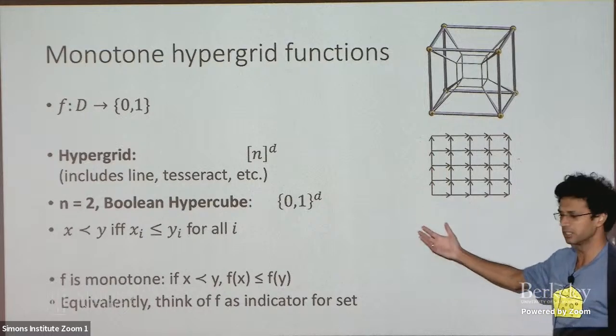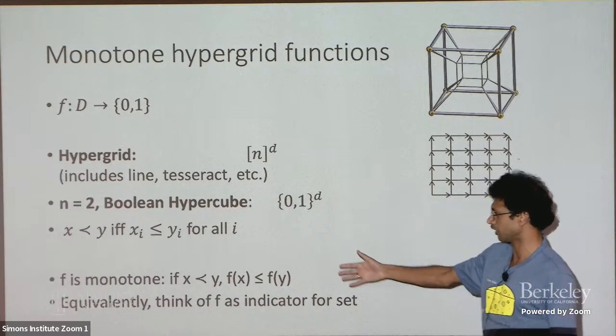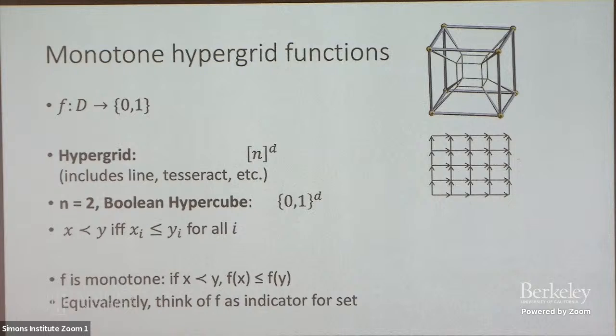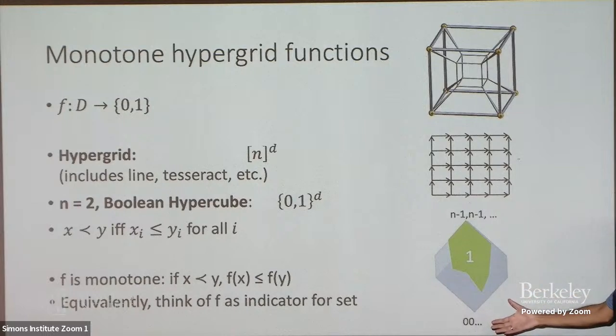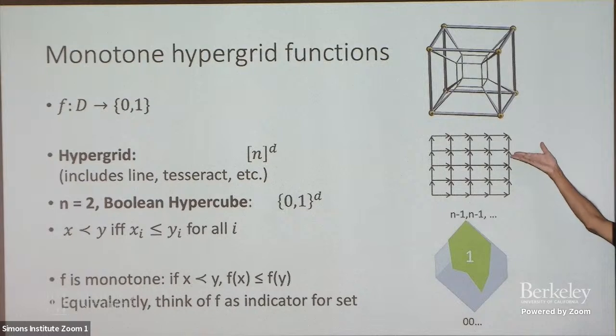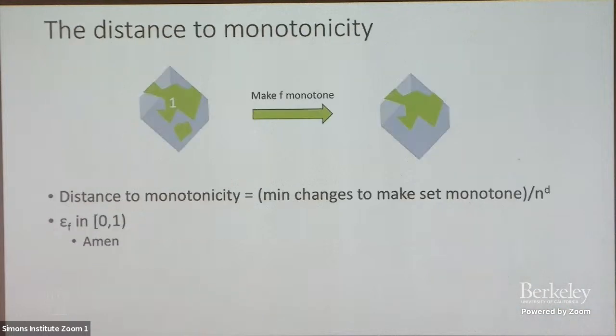But since we're studying Boolean functions, we can equivalently think of this function as the indicator of some subset of the hypergrid. And so this is my cartoon picture for a hypergrid. I always put the all zeros point below, the all n-1 point above, and this is like a monotone function there. So what is the distance to monotonicity?